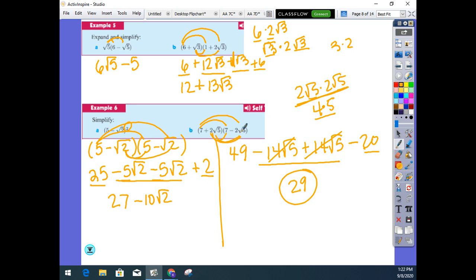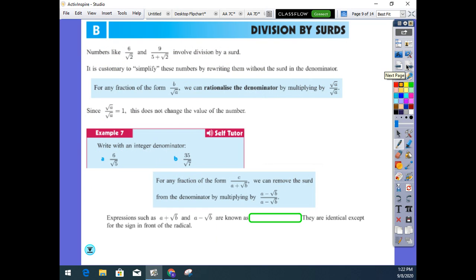Whenever you're multiplying two quantities that are exactly the same, except one is plus and one is minus, the middles should always cancel, and your radicals end up going away. That's the end of A. Now let's look at B. So B is just about rationalizing the denominator, and this is pretty short.